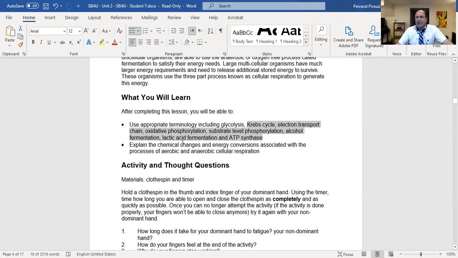And then explain the chemical changes and energy conversions associated with the processes of aerobic and anaerobic cellular respiration. What is aerobic and what is anaerobic? Aerobic has the word air inside. It means with oxygen. Anaerobic means no air inside, and this means that there is no oxygen when we have that type of cellular respiration.